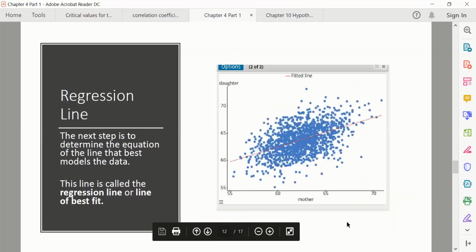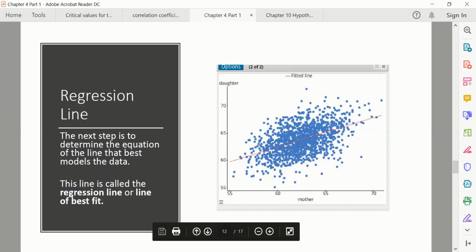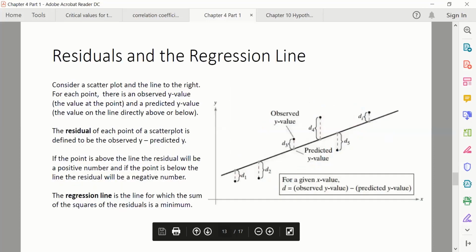Next, the regression line. The next step we want to do is determine an equation of the line that models the data. That line is called the regression line, or the line of best fit. It best fits the data. So where do we get the regression line?